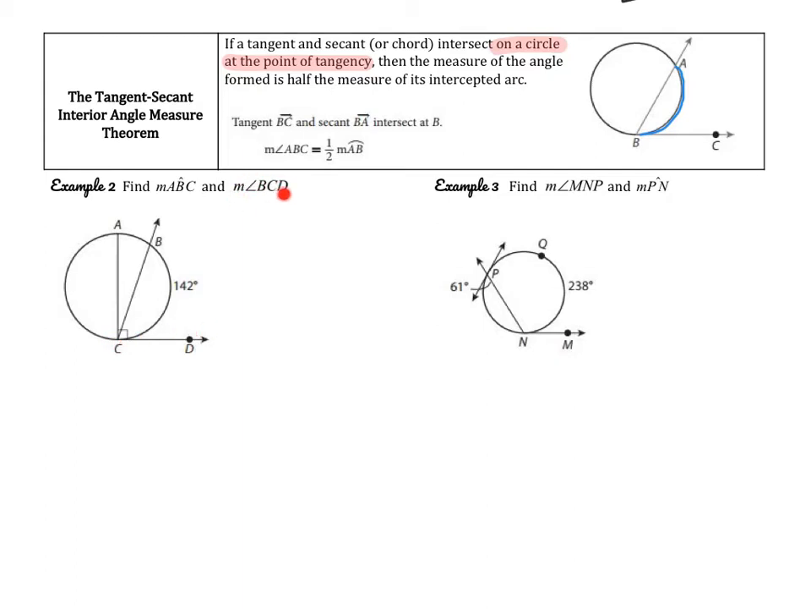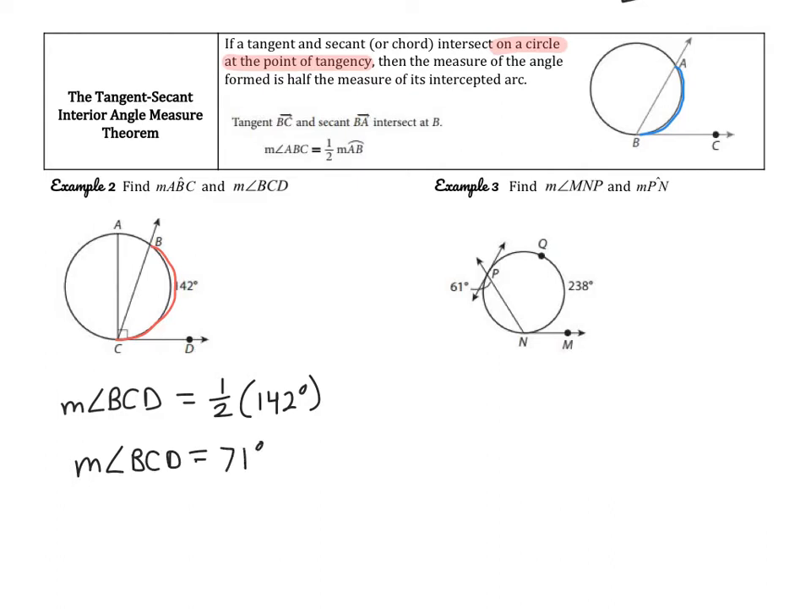Let's start by finding the measure of angle BCD. We know that angle BCD is formed when we have a secant and a tangent that intersect on the circle at the point of tangency. That angle is going to be half of the intercepted arc, which is 142 degrees in this case. So it's going to be 1/2 times 142 degrees. So the measure of angle BCD is 71 degrees.